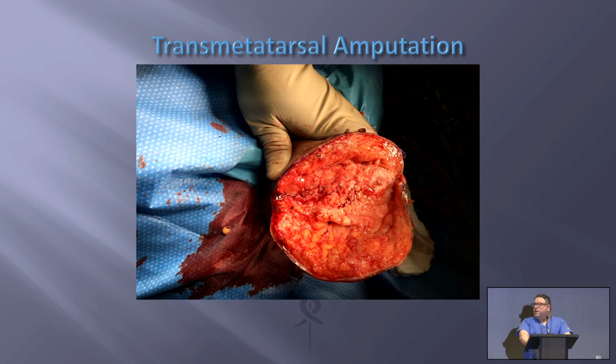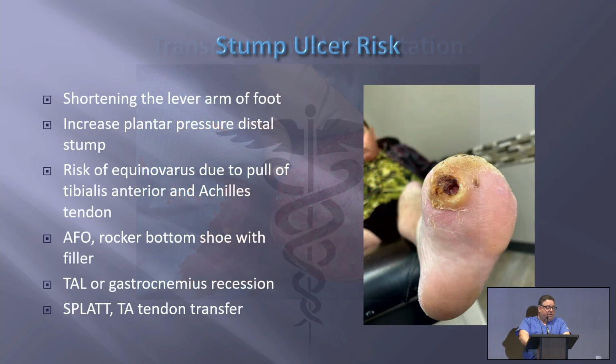So we think, okay, there's no more metatarsal heads. What's going to be the problem? Well, now we have a risk of stump ulceration. We're shortening that lever arm of the foot. We're also cutting every tendon to the foot except really a few tendons, like tibialis anterior, peroneus brevis, and of course the triceps surae, the Achilles tendon.